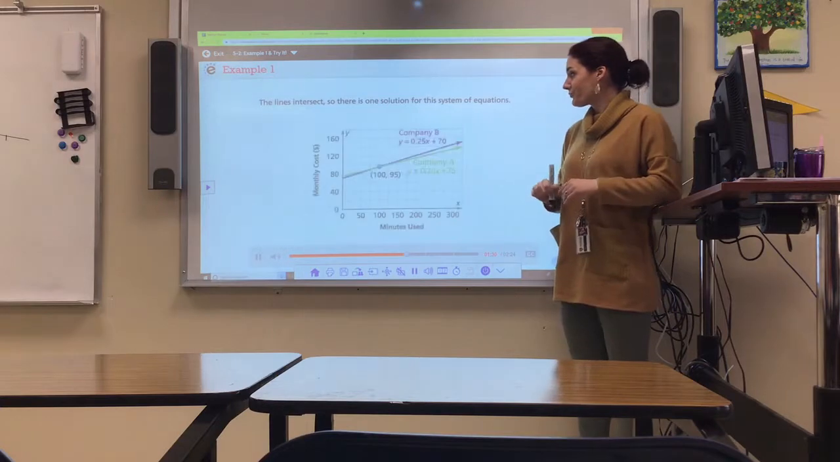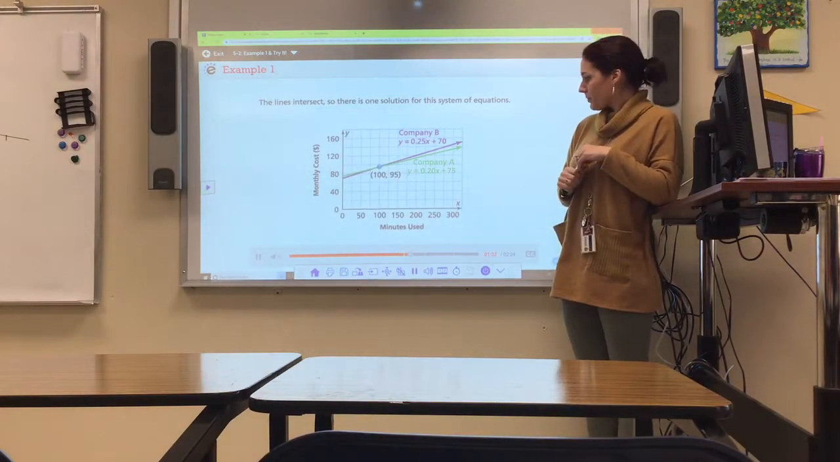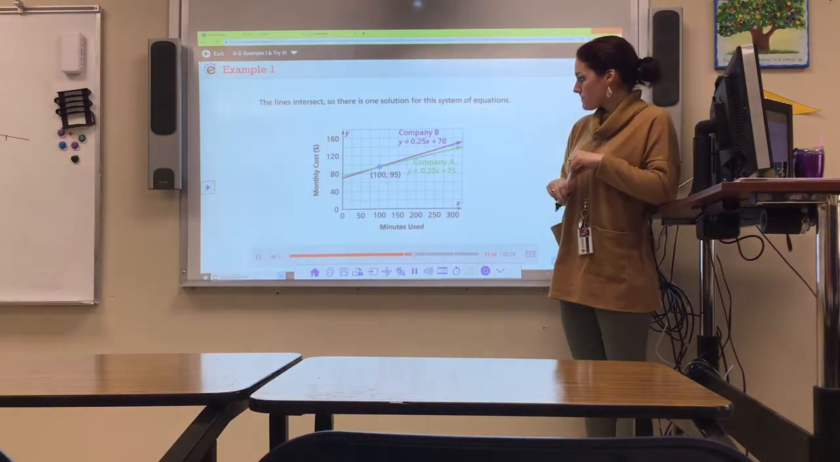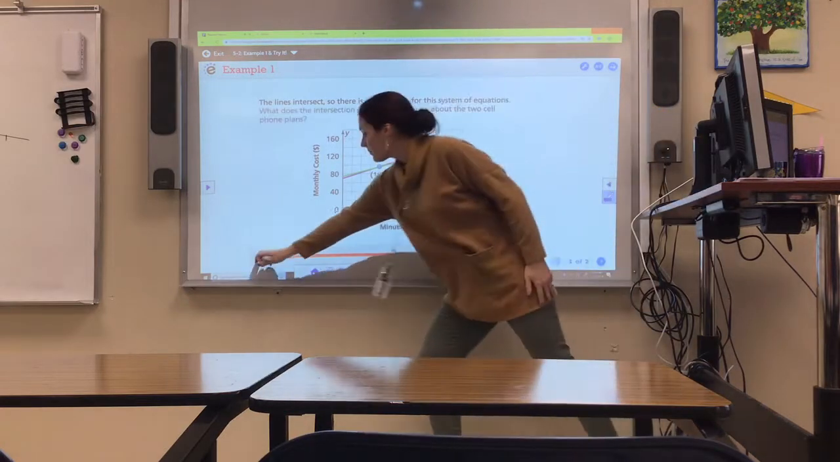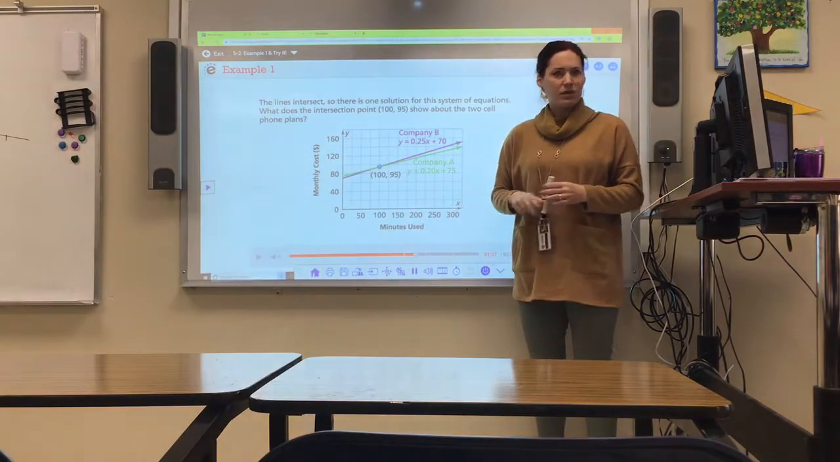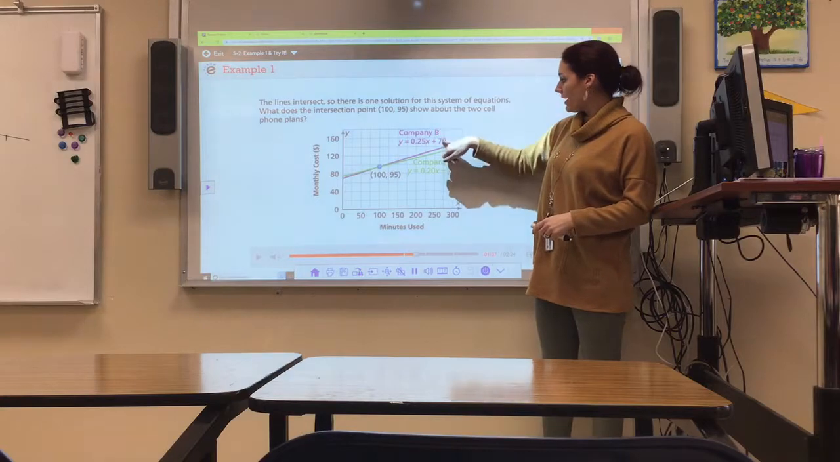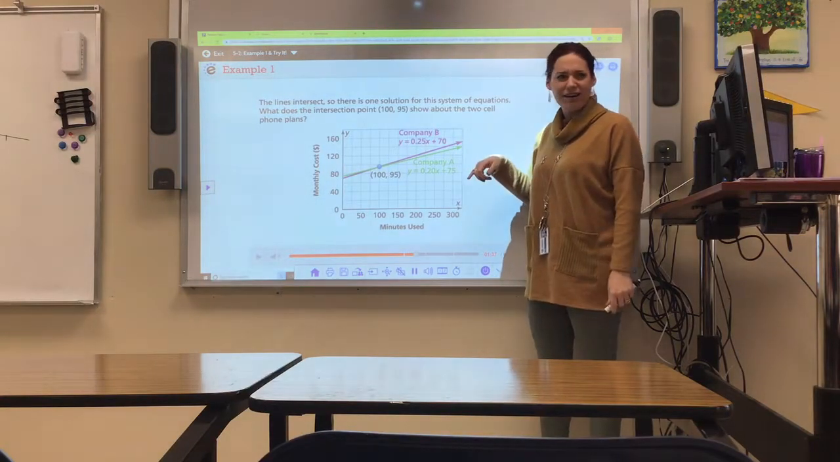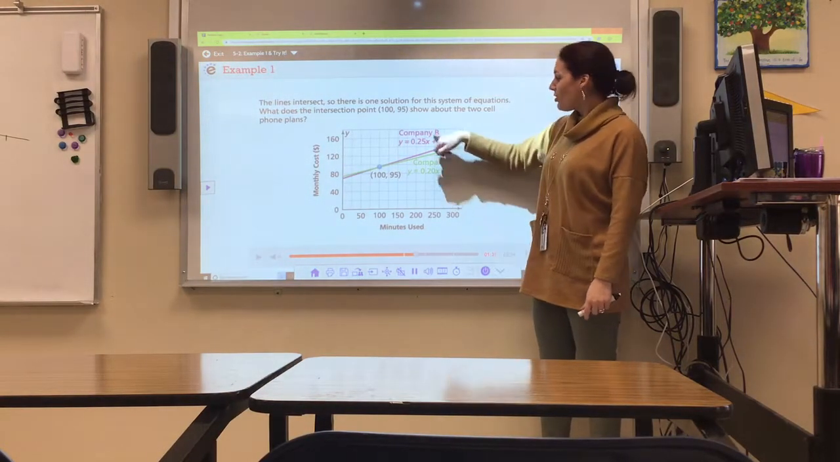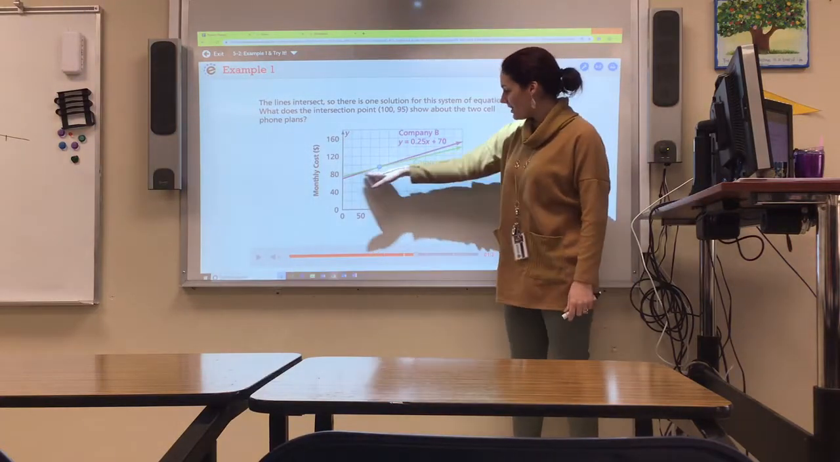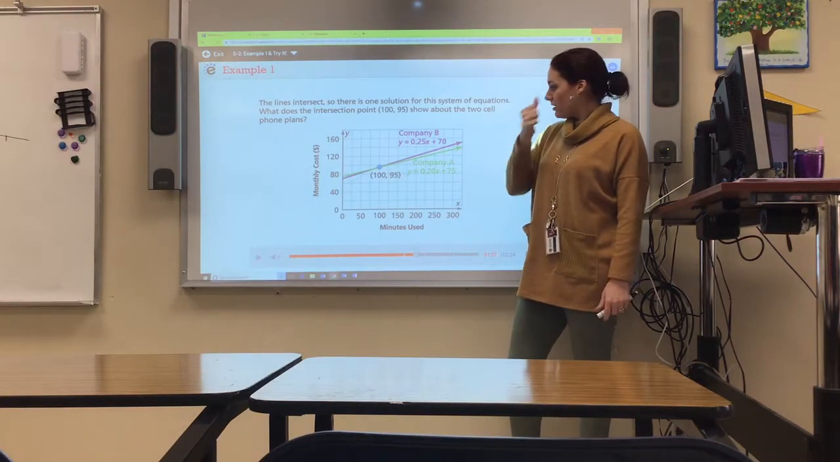There was no graph. Okay, here it is. The lines intersect, so there is one solution for this system of equations. We skipped a little bit because it wasn't showing up there. So the blue line, that's not blue at all, purple. So the purple line is company B, the green line is company A.